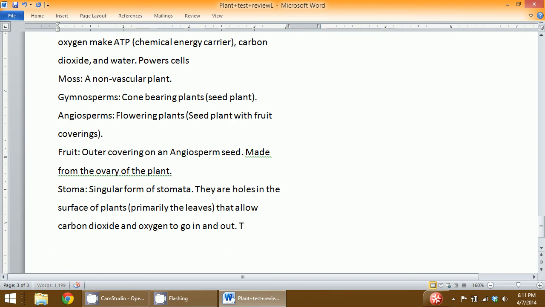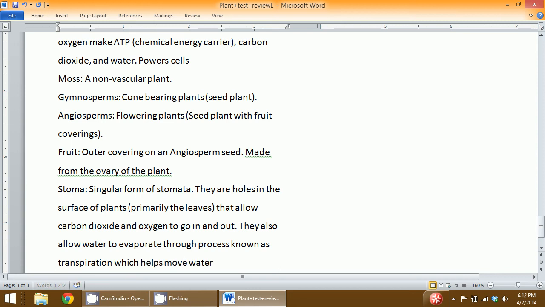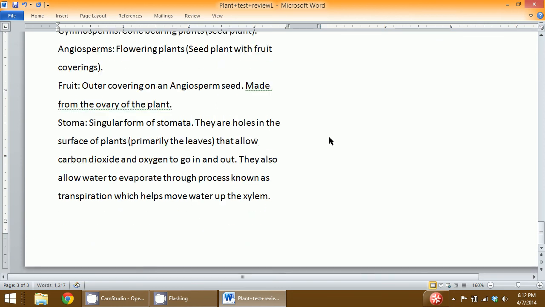They also allow water to evaporate through the process known as transpiration, which helps move water up the xylem. Now, curiously, the fact that water is moving up the xylem also happens to help phloem flow down. But that's through a fairly complicated process that we're not going to go into.